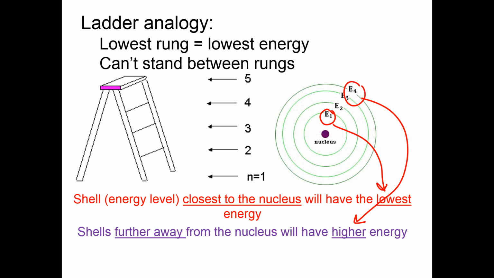It's similar to thinking about a ladder and the rungs on a ladder, like potential energy. If you're down here at the floor, you're going to have very low potential energy. As you climb up the ladder, you're going to have higher potential energy as you move further and further away from the floor. Same kind of thing happens as the electron moves away from the nucleus. That's higher and higher energy.